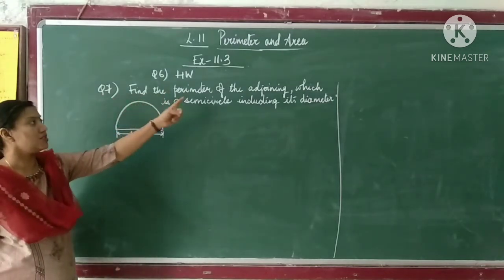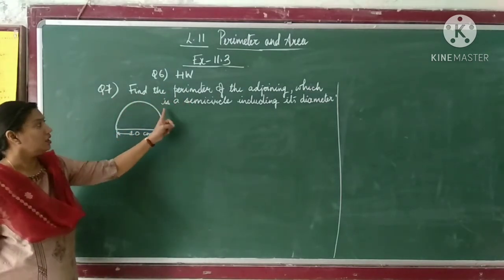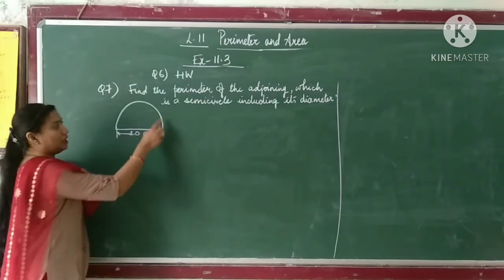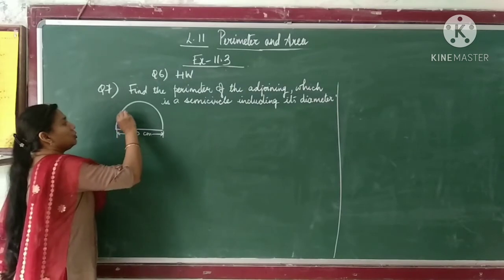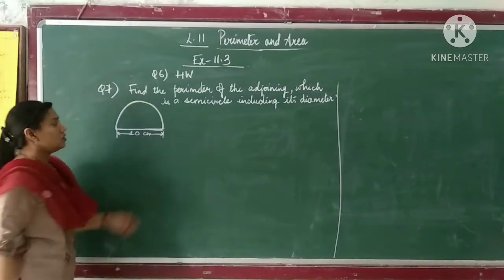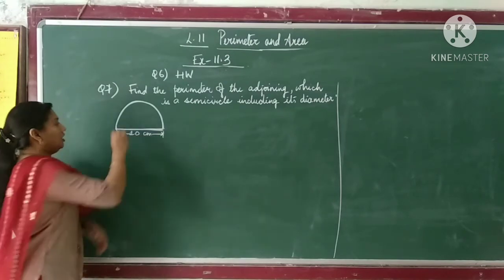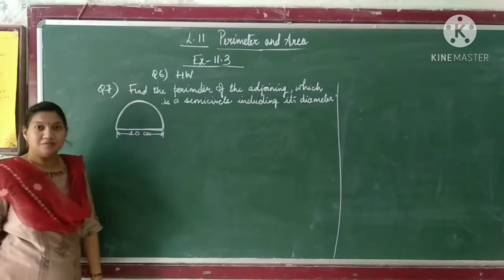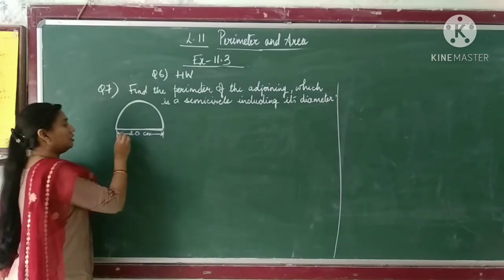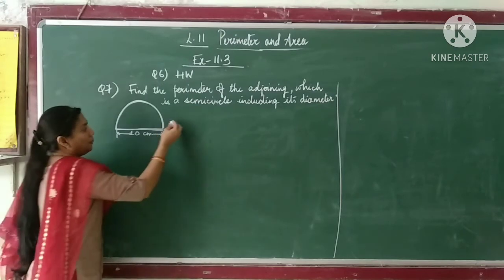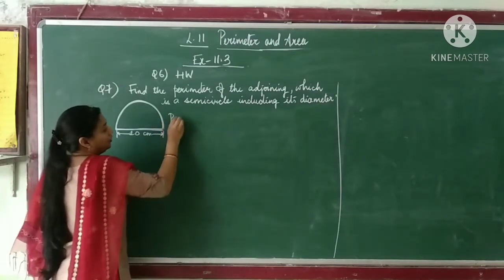Question number 7. Find the perimeter of the adjoining figure which is a semicircle including its diameter. We have to find the perimeter. Perimeter means we have to consider this length and this length. So this is given the diameter. Now what is this part? This is half of the circumference of a circle and this is the diameter. It's given 10 centimeter. So what will be the perimeter of this figure?